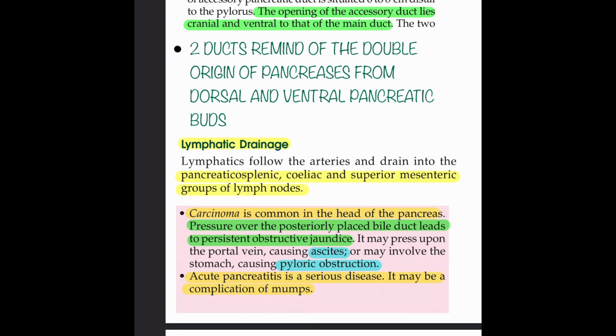Okay, so acute pancreatitis, inflammation of the pancreas, is also a serious disease and may be a complication of mumps. What's mumps? It's a viral disease of which part?